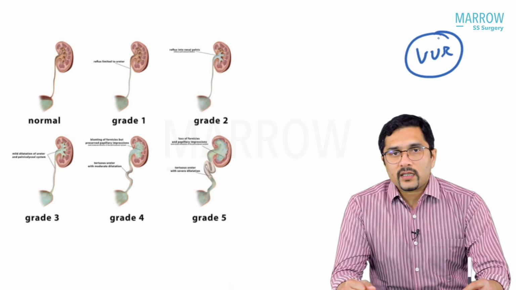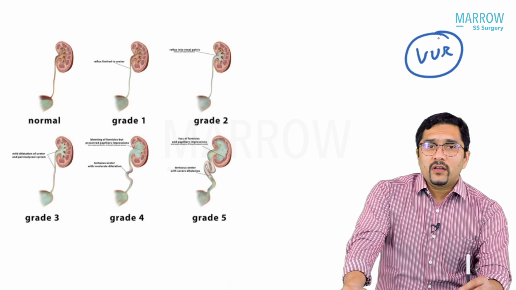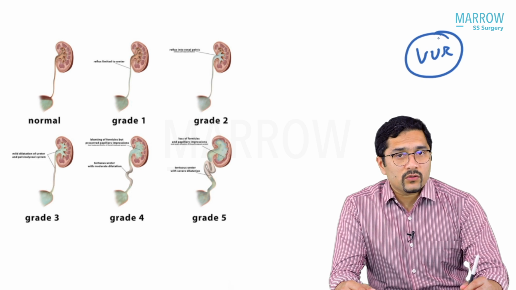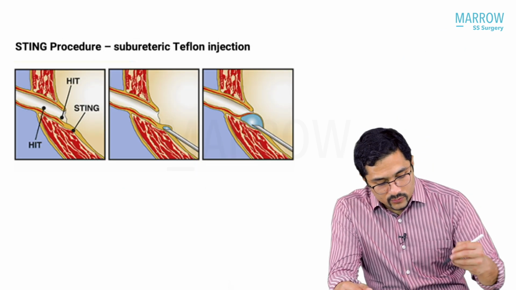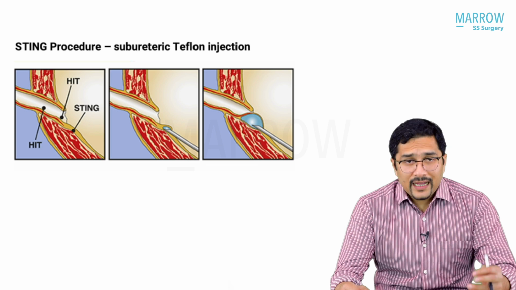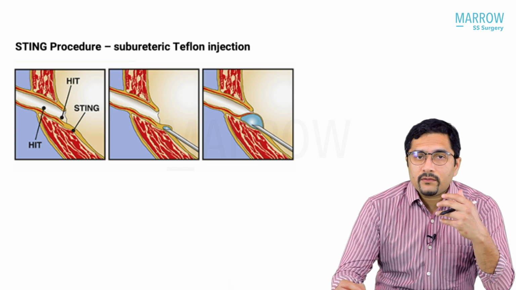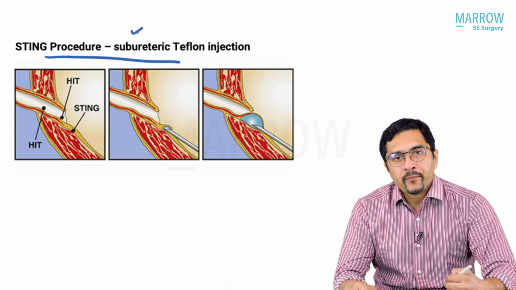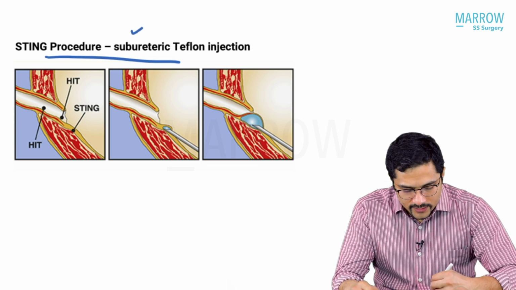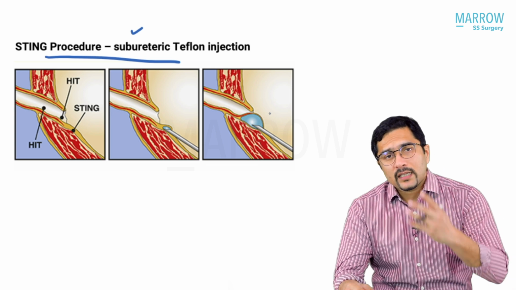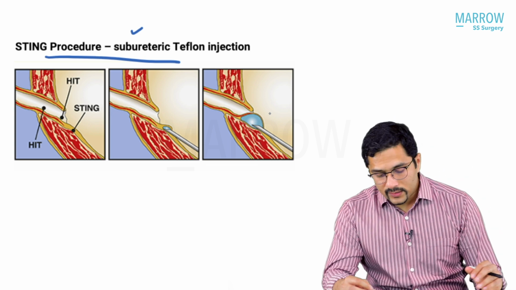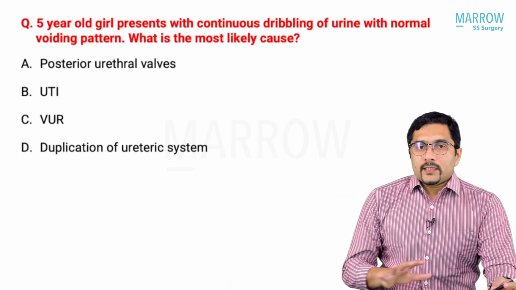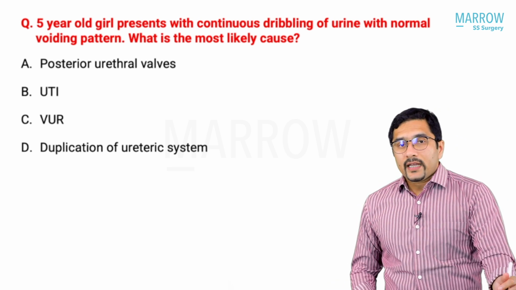Only in very severe cases of grade 5 VUR, where the patient is not responding to prophylactic antibiotics, we can do procedures. And these days we carry out minimally invasive procedures like the STING procedure. STING procedure is subureteric Teflon injection. So, just inject some Teflon in the subureteric space, and this is going to prevent reflux in patients. Again, this was a question which was repeated from the NEET-SS exam.